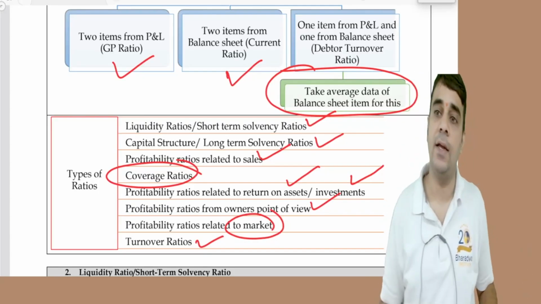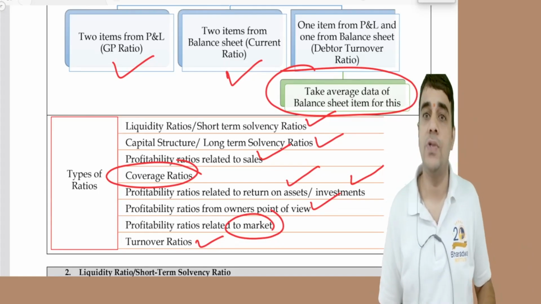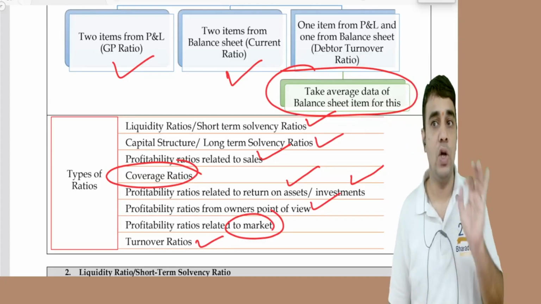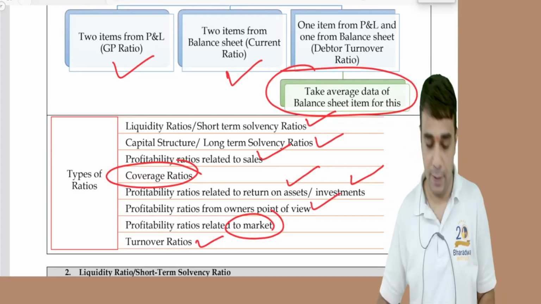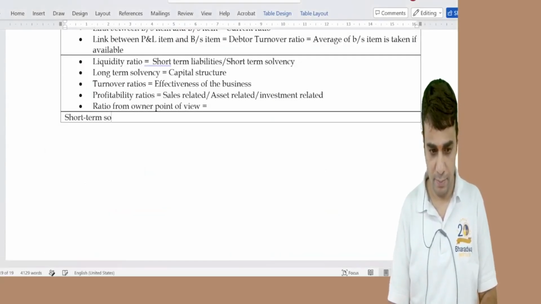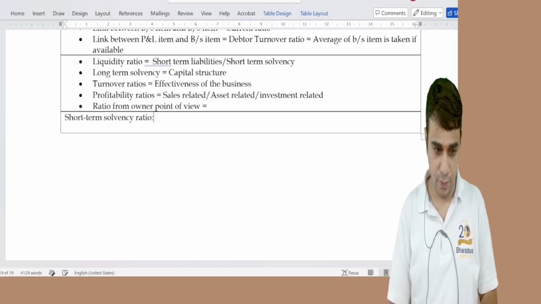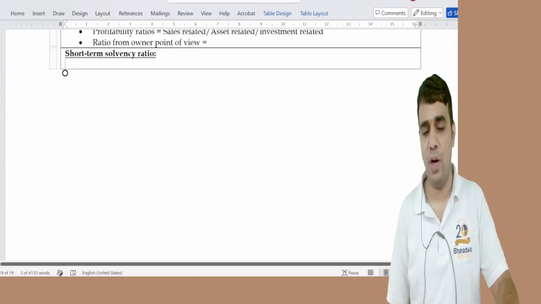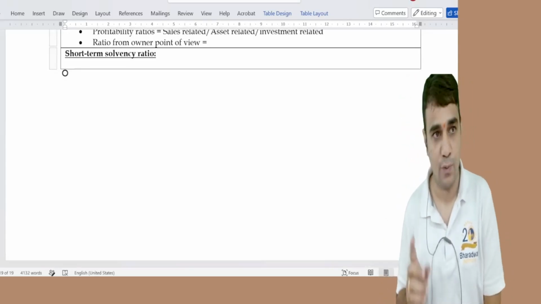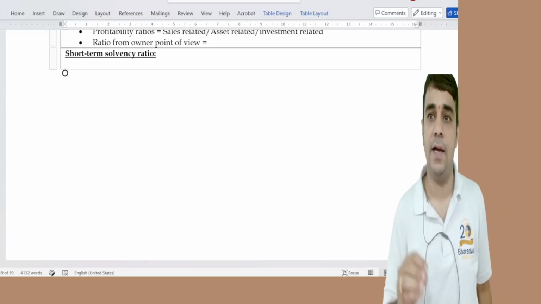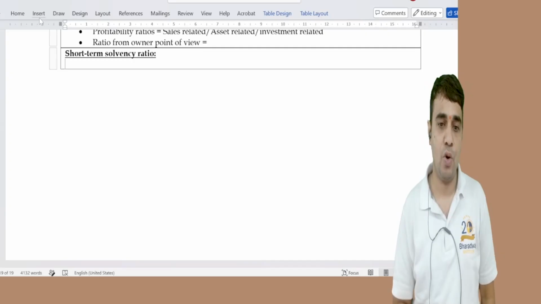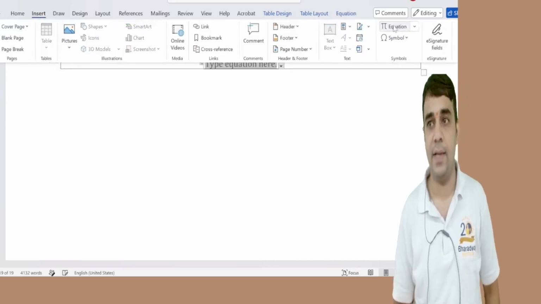In that, the first category we are going to start is short-term solvency ratio. Short-term solvency is the ability to repay the short-term liabilities of the company. We'll go one by one. Nothing for you to note down. I'm not going to teach it. I don't want to show the screen to you, for two reasons. One, you're already aware of this area to some extent, so you can recollect your understanding. Second, when I show, your focus shifts to the screen rather than the explanation.